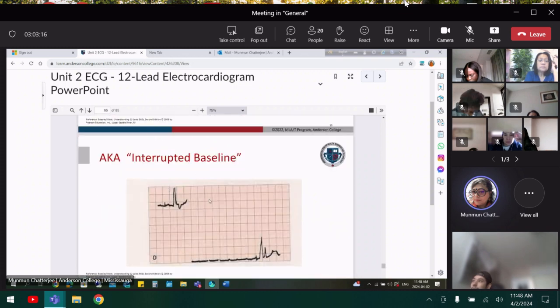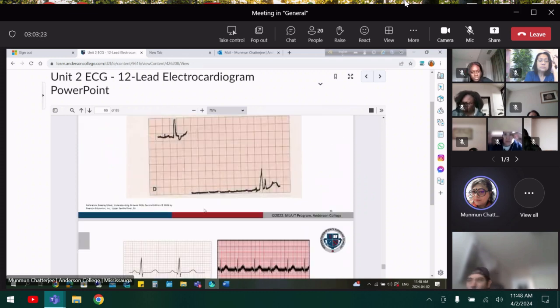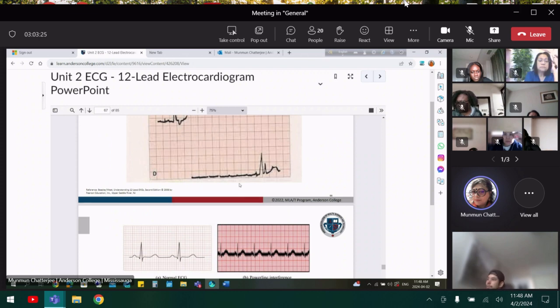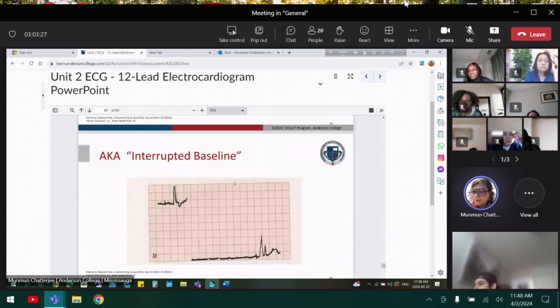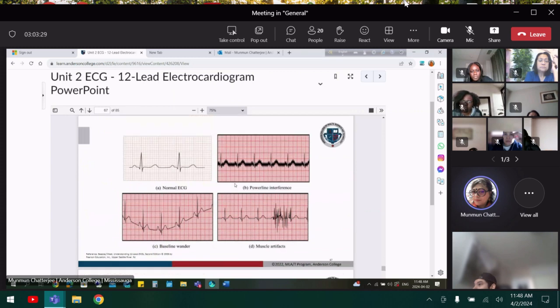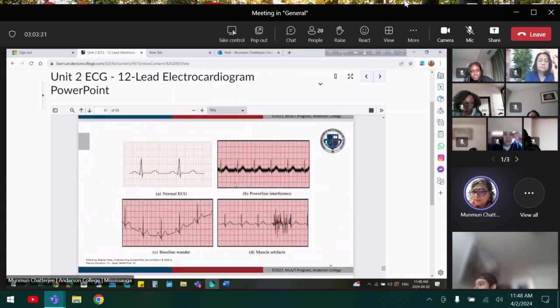Also known as interrupted baseline. Sometimes it happens like this. One graph is here, then suddenly it goes down and here. This is called the interrupted baseline. This we rarely see. This is the normal ECG. This is called the power line, that is the AC interference. This is the muscle tremor. This is the wandering baseline. You can see all are different.